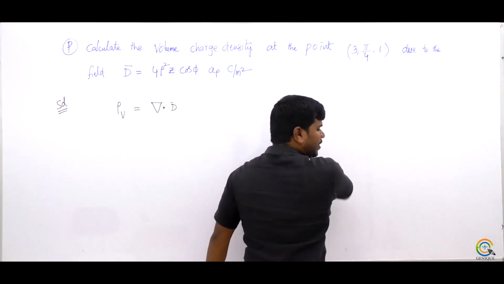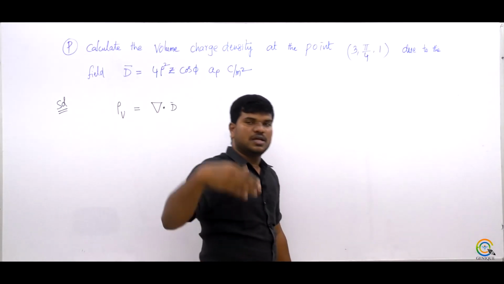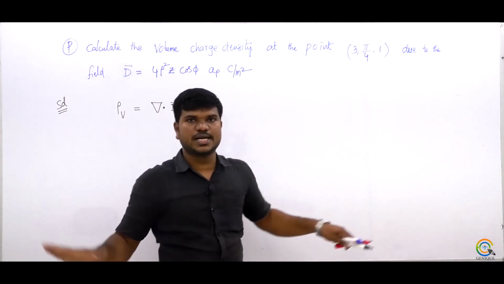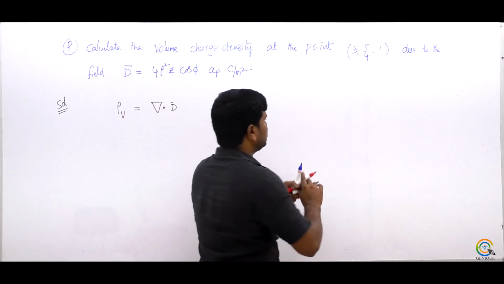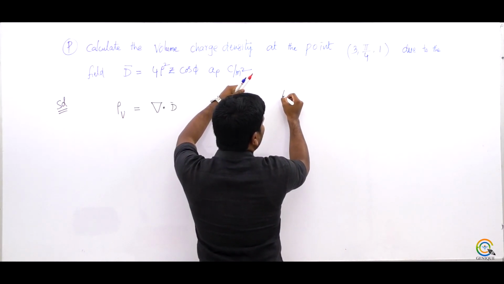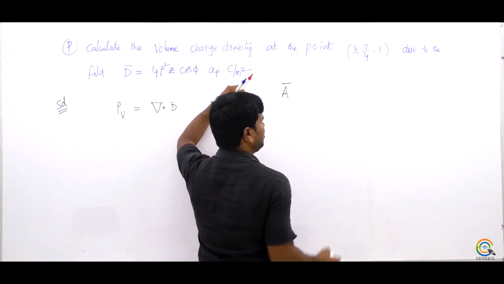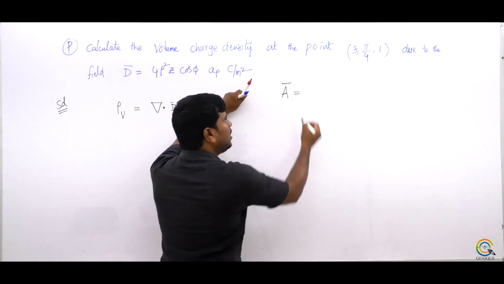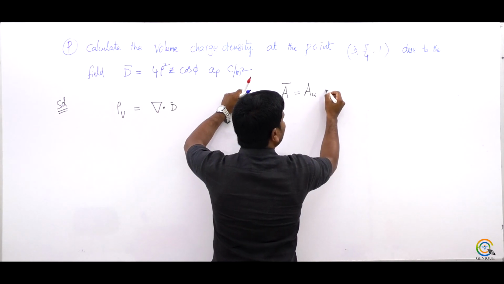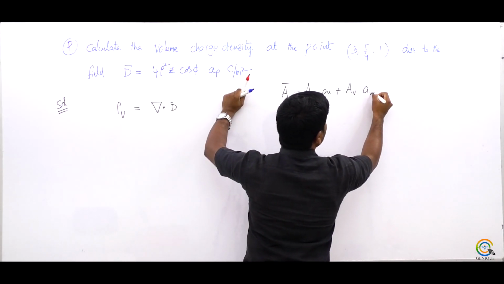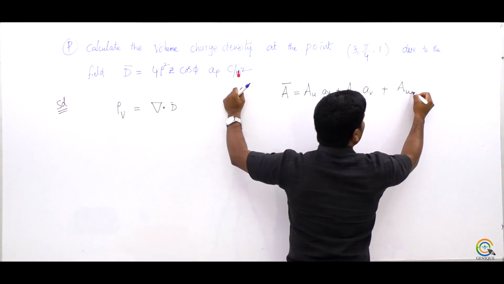If any kind of vector is given, even if it is given in Cartesian, cylindrical or spherical coordinates, no problem. Okay, so here, suppose you take any vector, I am taking the generalized vector given as AU plus AV plus AW.